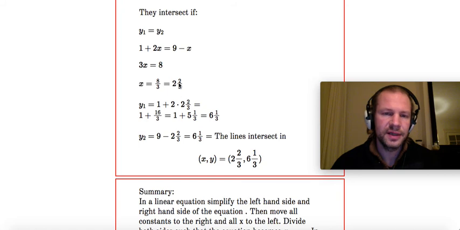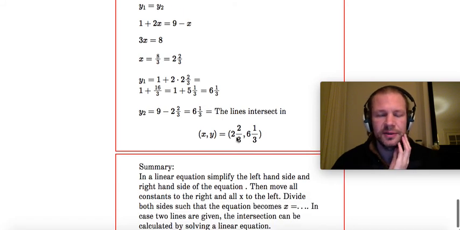Let's fill it in the y1. y1 is 1 plus 2 times 2 2/3, is 1 plus 16 thirds, is 1 plus 5 1/3, is 6 1/3. And if we plug it in the other formula, the 9 minus x, we get 9 minus 2 2/3 is 6 1/3, exactly the same. The lines intersect in 2 2/3, comma 6 1/3, so the x and the y.